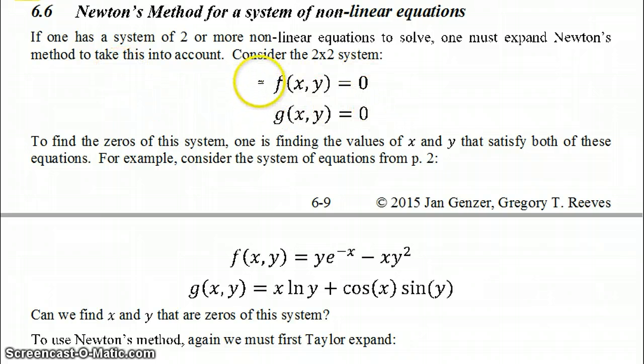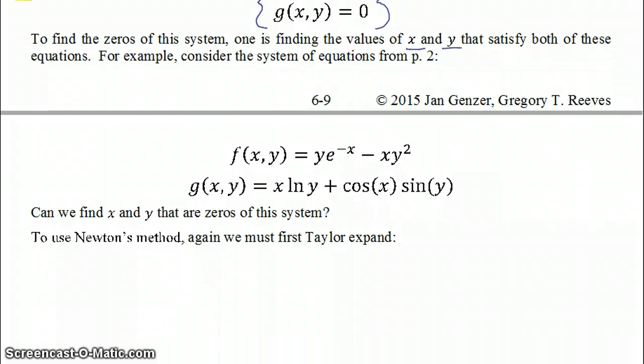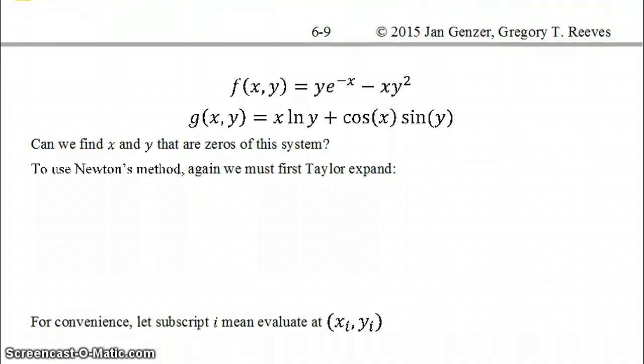So consider this 2 by 2 system where you have f as a function of x and y, and g as a function of x and y, and you want to find the x and y where both of those equations are equal to 0. So to find these zeros of the system, we have to find these values of x and y that satisfy those equations. So remember, we had previously considered a set of nonlinear equations from page 2 of the same lecture, shown here. And so the question is, in this example, can we find the x and y values that are the 0 of this system?